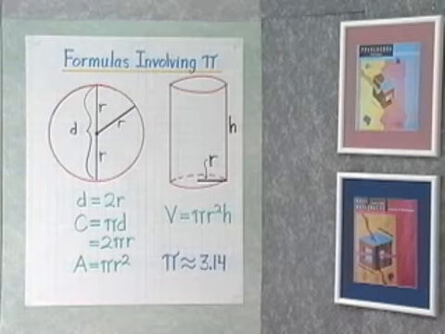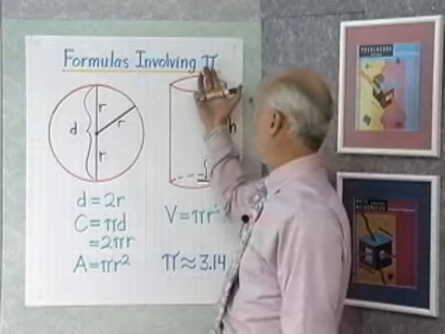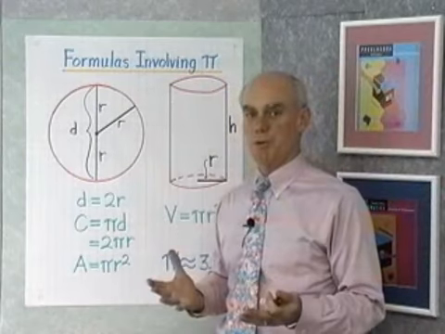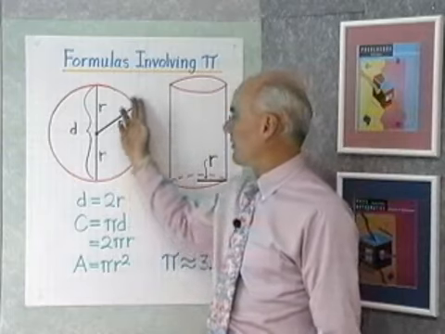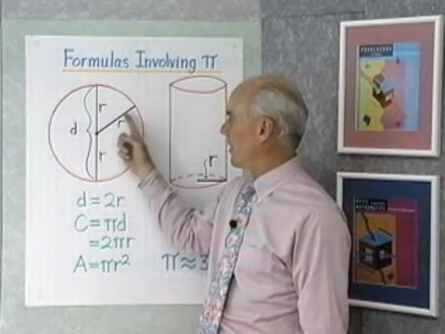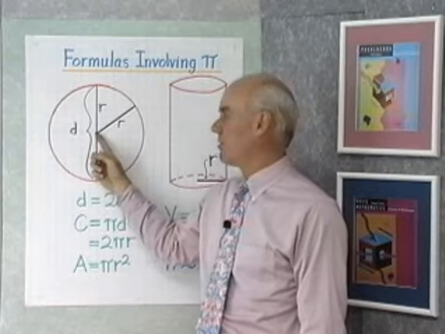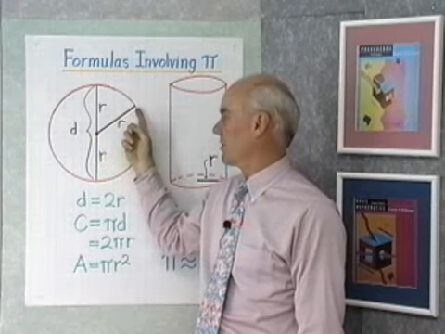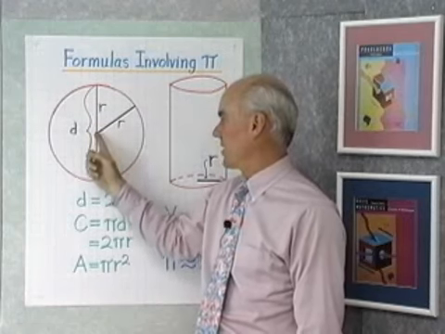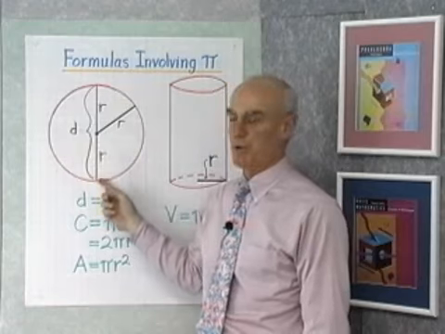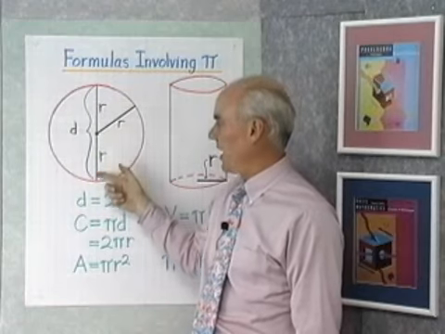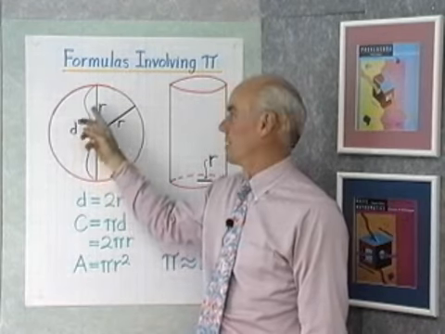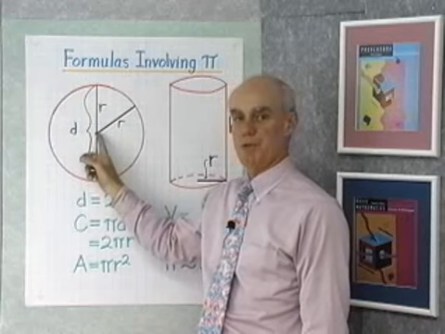I've written over here on the board some formulas that involve the number pi, and for us, pi we're going to estimate with 3.14. So here I've drawn a circle. It has a radius of r, and the radius is the distance from the center of the circle out to the outside of the circle. So that's the radius, and that's the radius, and it's r all the way around. 2 radii together like this is a diameter. So a diameter goes all the way across the circle through the center.